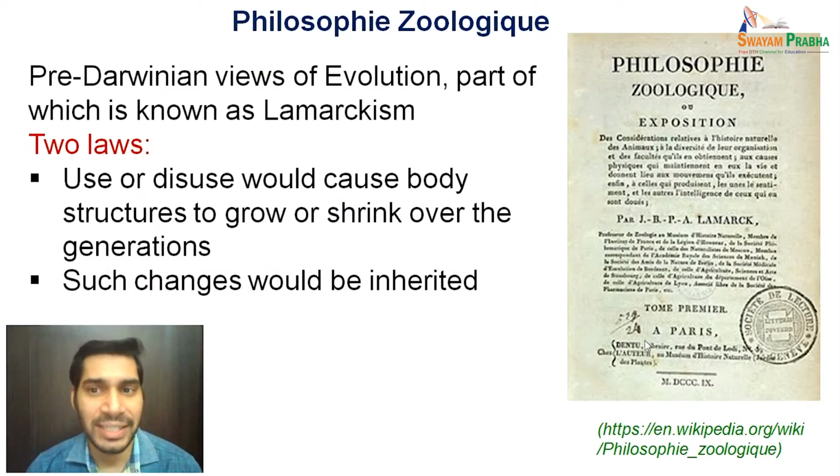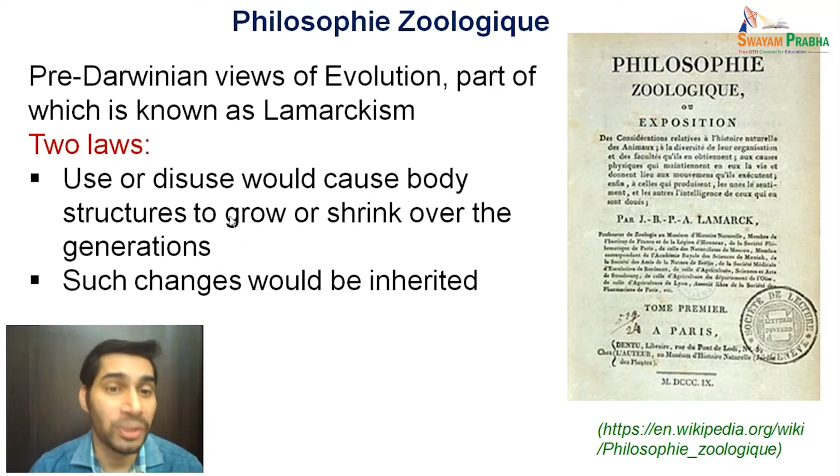Two particular laws which he has discussed in this book are use or disuse, which means the use or not so much use of a particular organ would cause the body structures either to grow if it is being used, or to shrink if it is unused or disused over the generations. You might have heard about vestigial organs. Here the disuse is with reference to that only. And these changes which either grow or shrink a particular organ because of use or disuse are inherited. That is the second law which he has published in this book called Philosophie Zoologique.